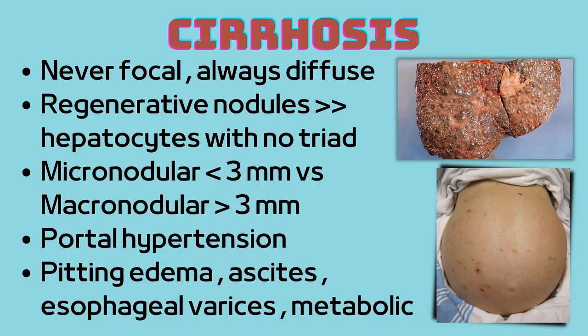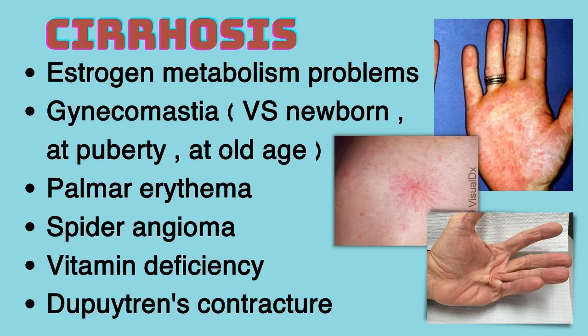So let's look at some complications. Have you seen this before? Good, good. Okay, so we have pitting edema, we have ascites, we talked about the Starling forces abnormalities there. We have esophageal varices related to portal hypertension. Then we can deal with some of its metabolic problems. You can't metabolize estrogen, okay? And so you get gynecomastia.